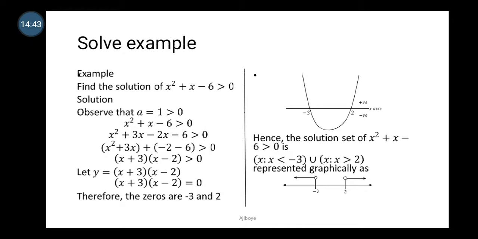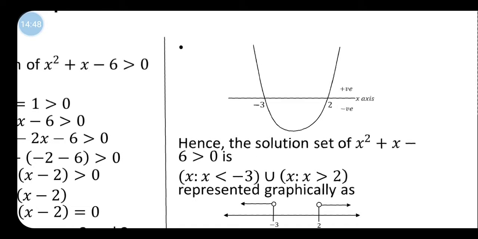So if you now display that on a graph, you can see the graph we have there. Where the graph cuts the x-axis are the zeros. So we have minus 3 and 2. Those are where the graph cuts the x-axis. Now, what we are saying here is that the values of x that will give the graph above the x-axis will be before -3 and also after 2.